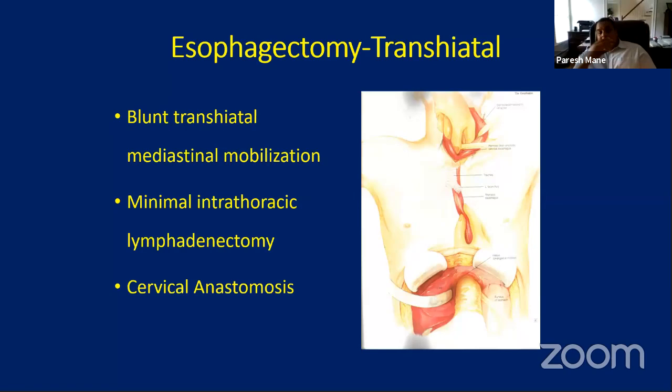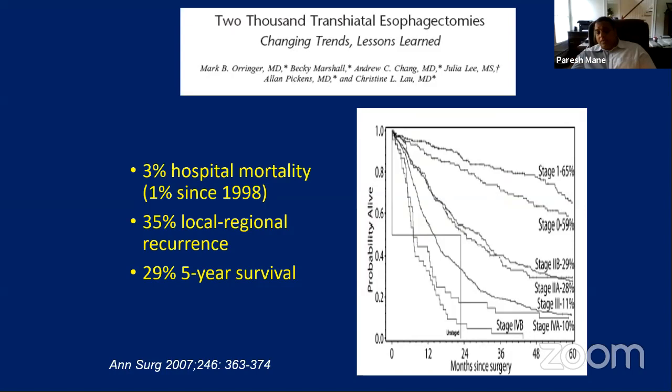The transhiatal esophagectomy, as you know, is a University of Michigan thing. Dr. Orringer popularized this technique and he swears by it. They've had some pretty large numbers there. I find it pretty strange that the mortality was 3%. That's something that's very, very unlikely in 2020. The mortality is almost zero, but I would say can never be zero, less than 1%. 5-year survival was about 29%.